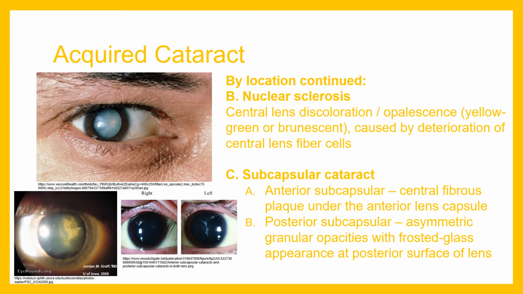The last acquired cataract we will look at is the subcapsular cataract. The anterior subcapsular involves the central fibrous plaque right under the anterior lens capsule. And a posterior subcapsular is the asymmetric granular opacity with the frosted glass appearance at the posterior surface of the lens.